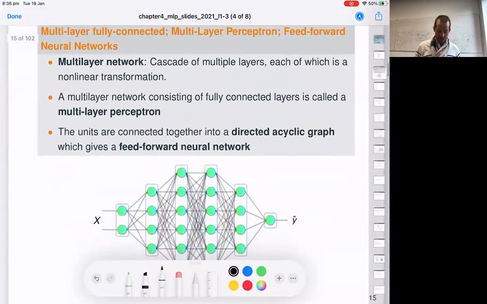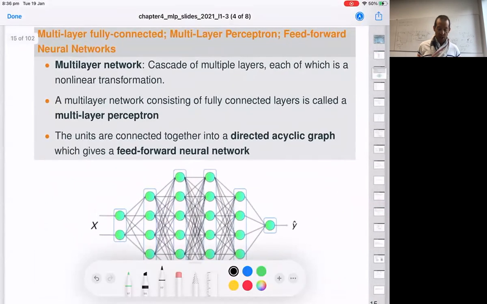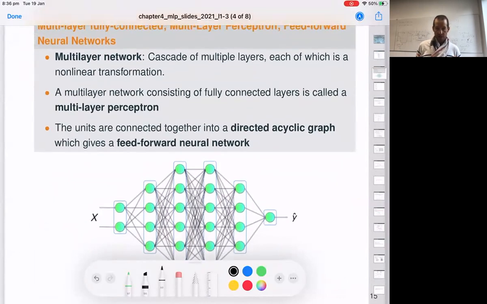Okay, so some definitions. There are many names for the multi-layer fully connected network: it is called the multi-layer perceptron, or also the feed-forward neural network. I put an image here. I think I took this image from somewhere, I don't remember who the owner of this image is. I apologize. So the multi-layer network is a cascade of layers, and each is a nonlinear transformation.